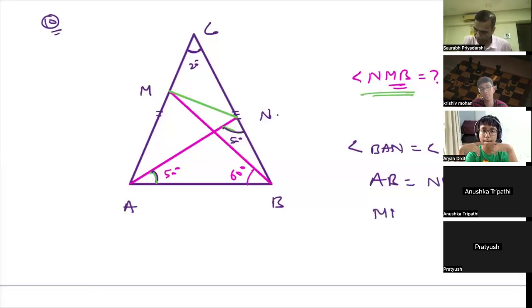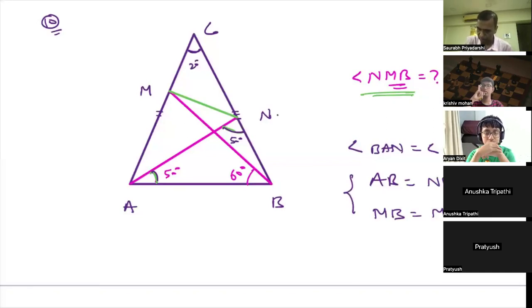MB is equal to MC. Very good. Directly we are getting the same thing, right? Okay. So one construction we are doing.